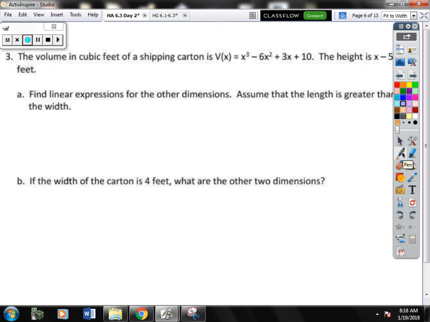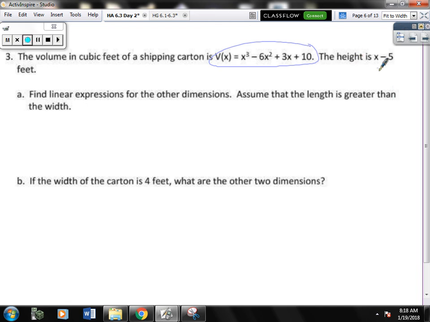Alright, so this one is a volume function. So a volume in cubic feet of a shipping carton is given to us by this cubic polynomial. Remember, volume is length times width times height. So they have some sort of rectangular shipping carton, and this is the volume equation. They tell us that the height of the carton is x minus 5.